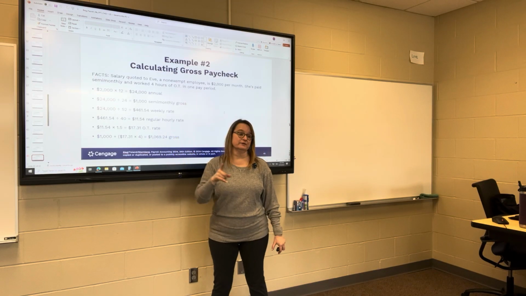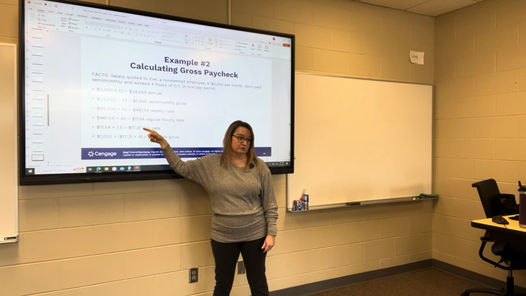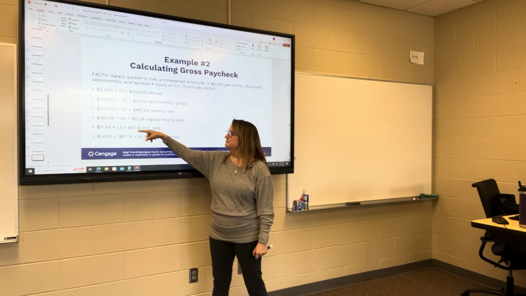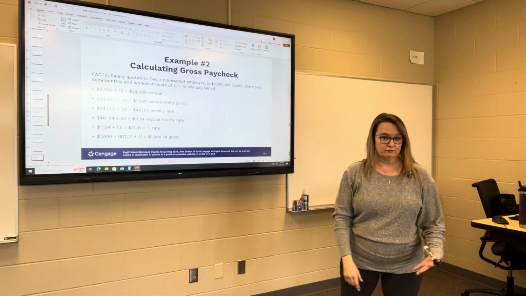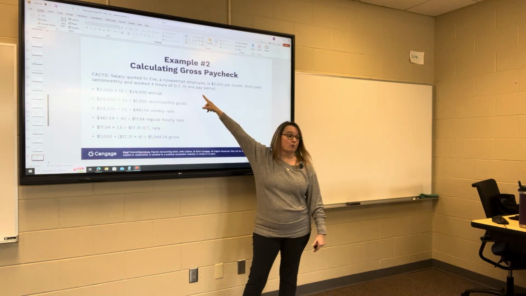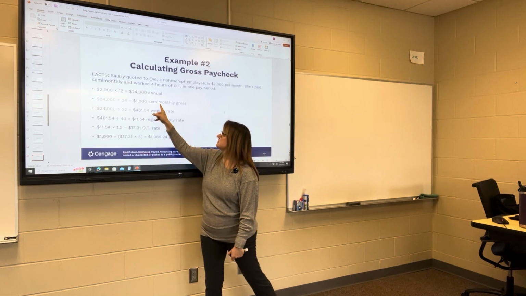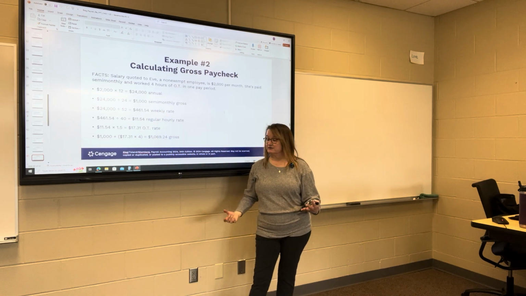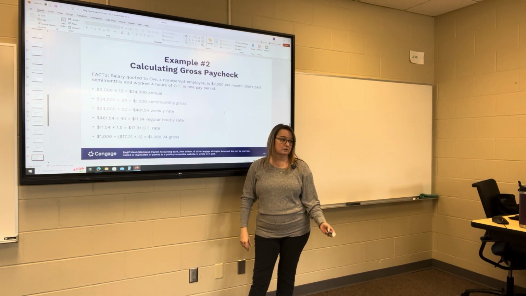Now we can calculate what that overtime rate is. We can't do that until we get to this point. We've got to figure out what the regular rate is. So $11.54 times 1.5, she's making $17.31 in overtime. Now we're going to take that $17.31, multiply it by the 4 hours of overtime that she worked, and then add that to her normal pay of $1,000. In this pay period, she's making $1,069.24 gross pay.